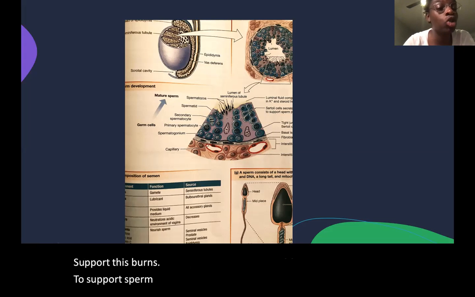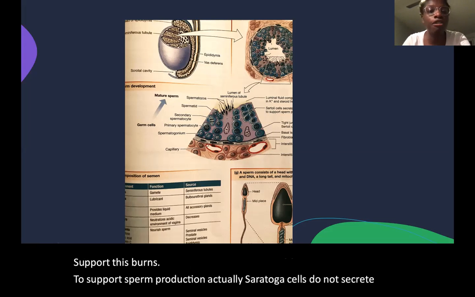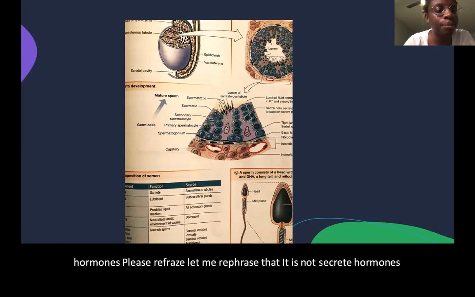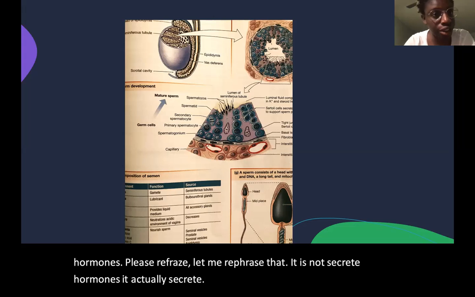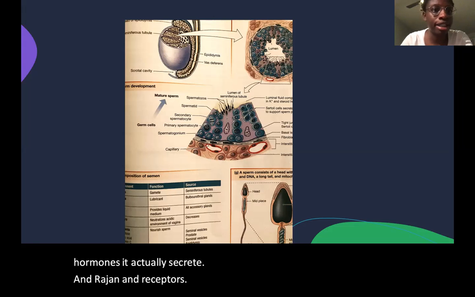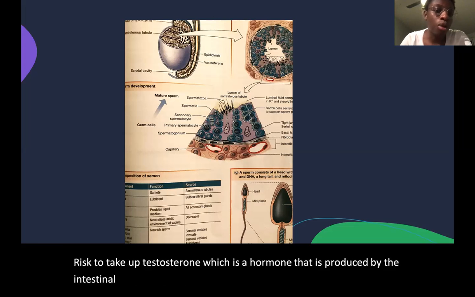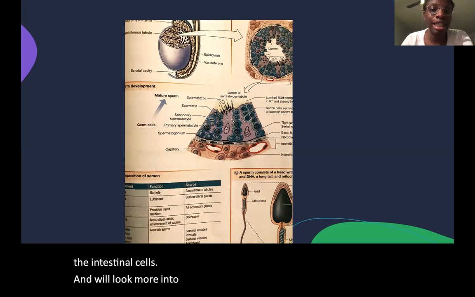Actually, Sertoli cells do not secrete hormones. Please let me rephrase that. It does not secrete hormones. It actually secretes androgen receptors and cell products to help the sperm to take up testosterone, which is a hormone that's produced by the interstitial cells. And we'll look more into that in the next slide.